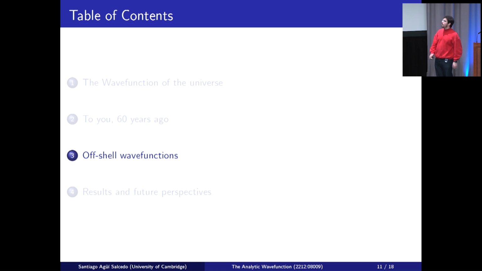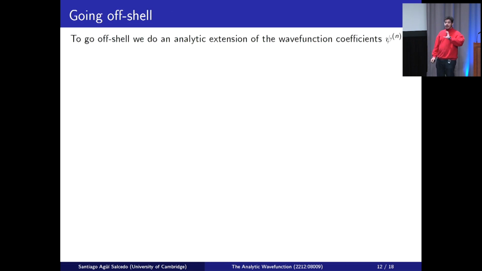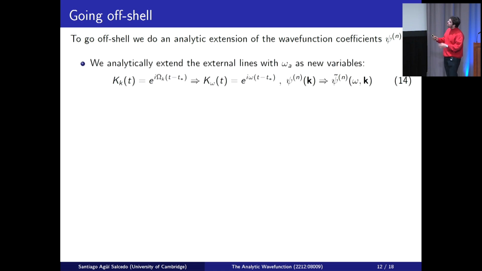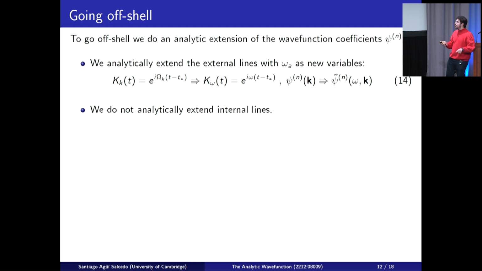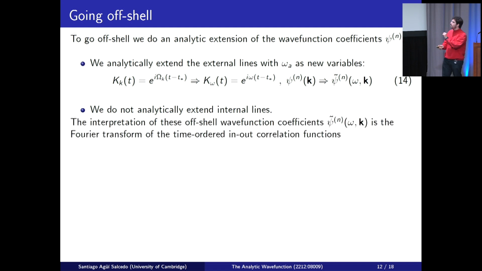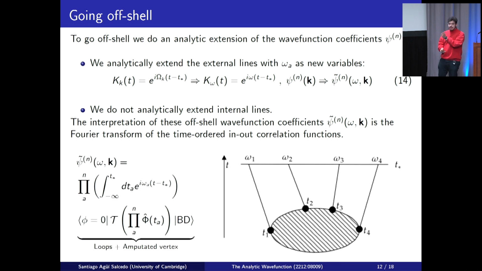So how do we do this in cosmology? Well, first of all, we need to build an analogue to this scattering amplitude, and the way that we do it is extending the wave function coefficients. Rather than analytically continuing the momenta, that is the thing that people did in the 1960s, we first add a new set of variables that you can think of as the energy of the external lines. But we do not analytically extend the internal lines. And it has an interpretation in terms of something called time-ordered in-out correlation functions, but it's really some mathematical mumbo-jumbo that I use to convince people that this is important when I talk about this with mathematicians.